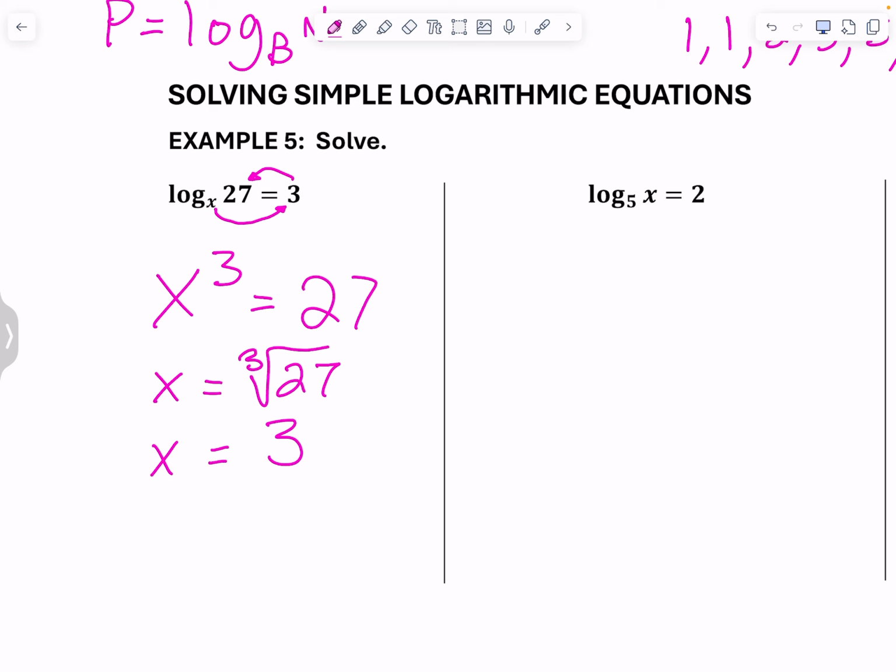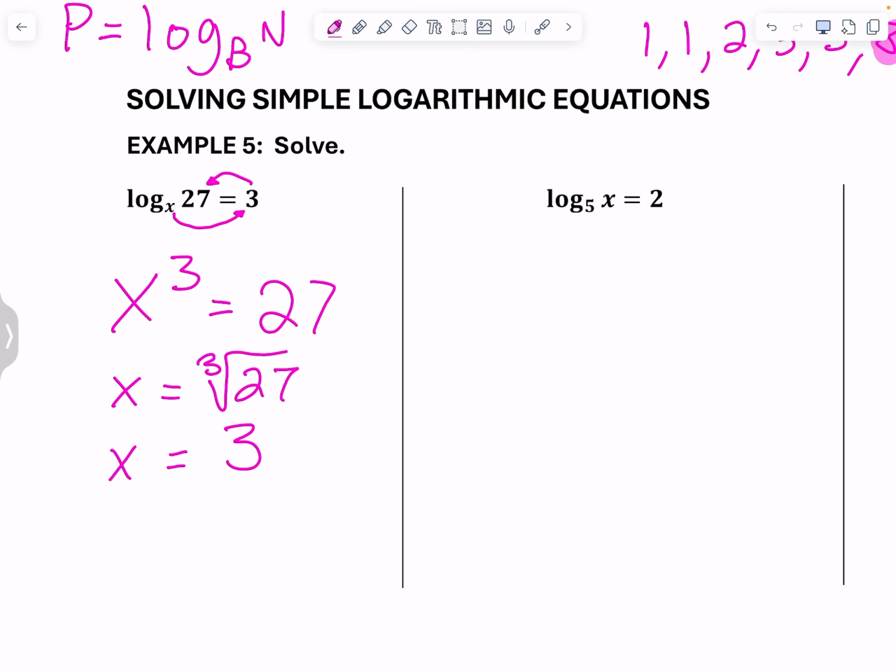Try plugging it in. 3. Mm-hmm. Because 3 times 3 is 9, times 3 is 27. Isn't that much easier than all the other problems that we've done?